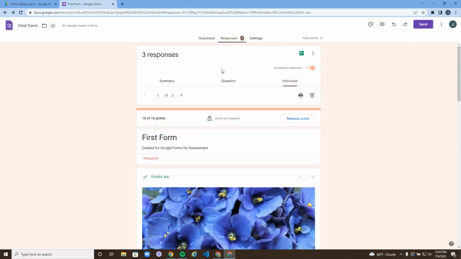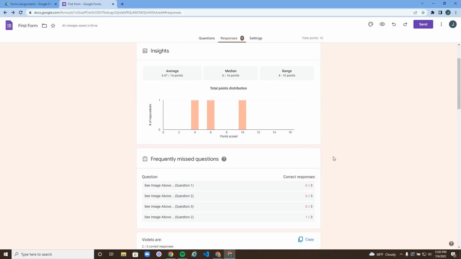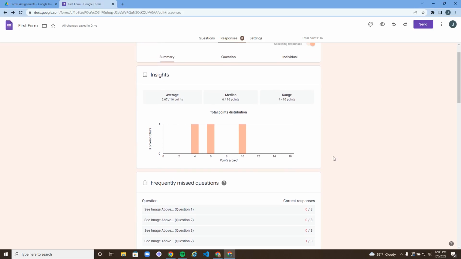Inside responses, I have first of all got the option of saying, hey, I'm no longer accepting responses. So if I had a time frame for my students to fill this out and it's over, then I can turn this off and they can no longer respond to the form. But strictly looking at the results, I can go here to summary.